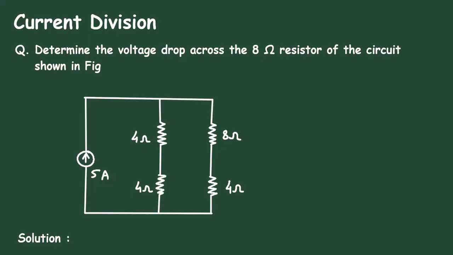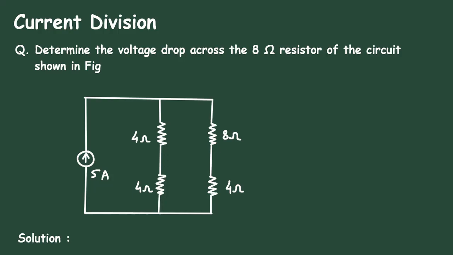So by using the current division rule, we have to find this current I. So I is equal to this current. So it will be 12 multiplied by the opposite branch resistance. Now here the opposite branch to this is this 4 ohm parallel with 12 ohm. So 4 ohm parallel with 12 ohm.